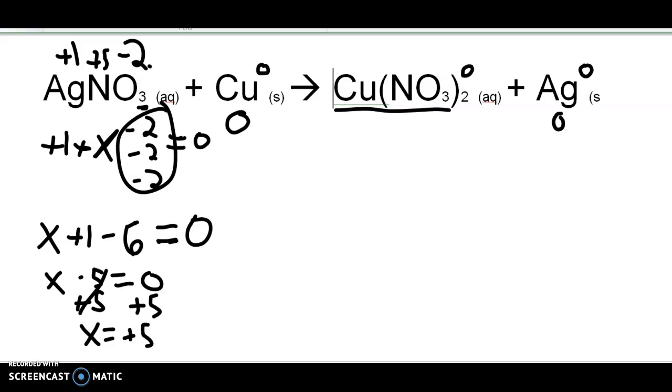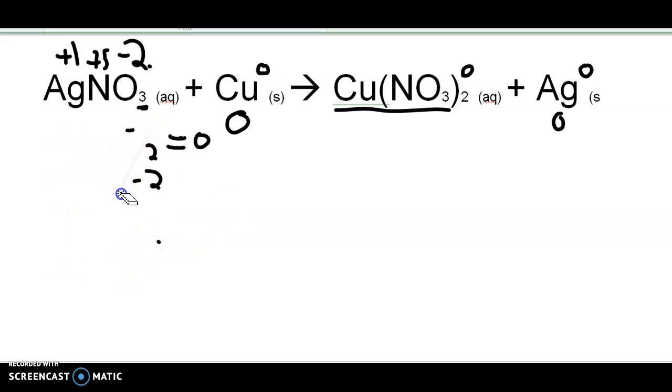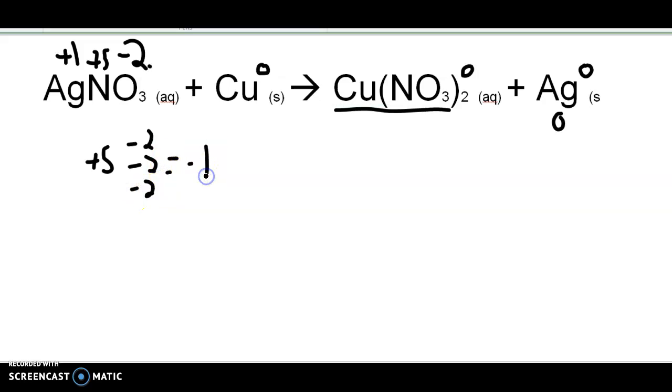And the way you could double, triple check it is to be like, well, I knew that my NO3 by itself would give you a negative 1 charge, and if I have nitrogen being +5 and 3 negative 2's, that +5 and -6 equals -1. So NO3 is in fact -1.